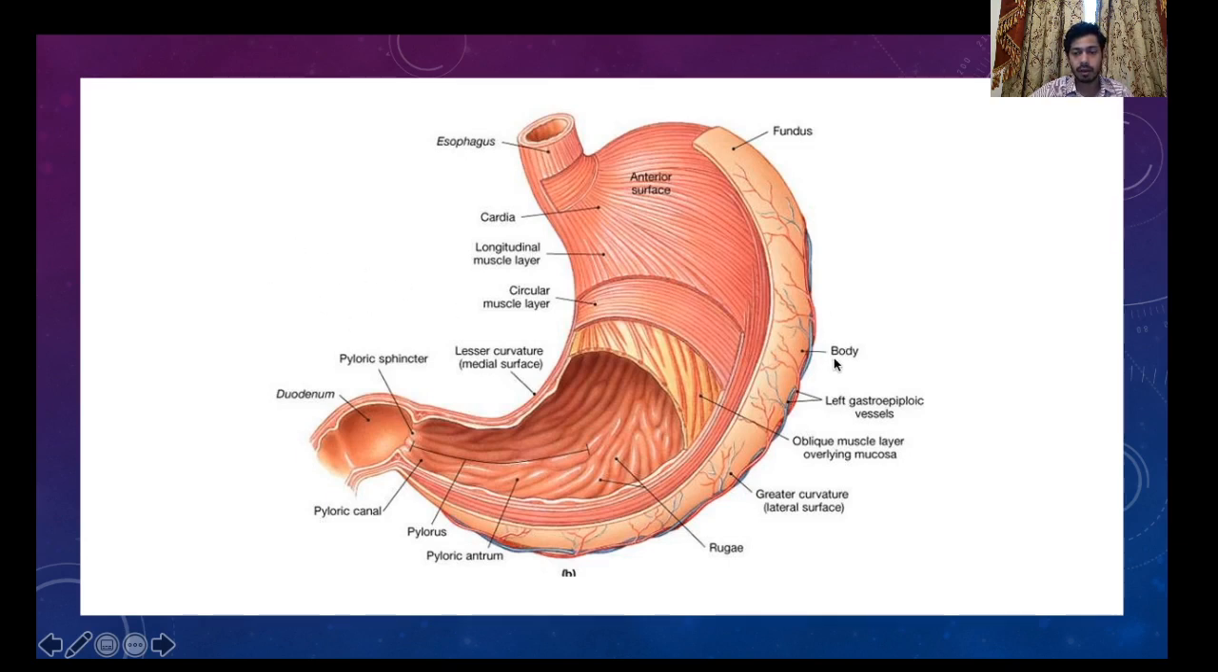And the left gastroepiploic artery is actually coming from the splenic artery, just before it gets to the spleen. So you have the spleen here. Just before you get to the spleen, you have one big branch which gives off the left gastroepiploic artery and also short gastric vessels here.